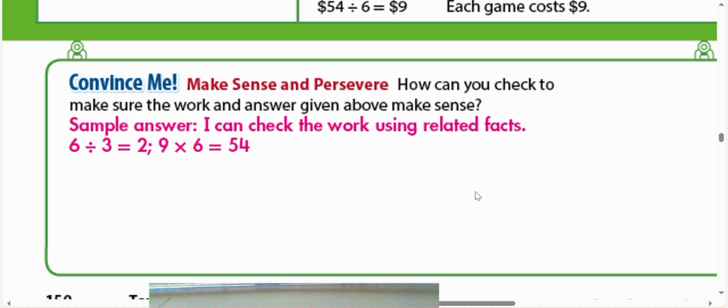Make sense and persevere. How can you check? Make sure the work and answer given make sense. You can write the equation. We know 6 divided by 3 equals 2, and 6 times 9 equals 54. You can check your work with related facts. About the table of 9, 6 times 9 equals 54.